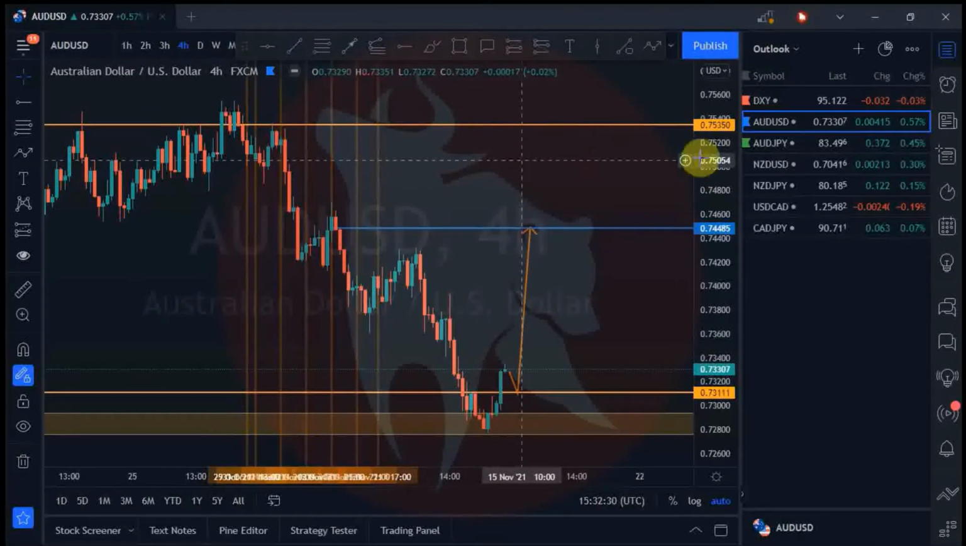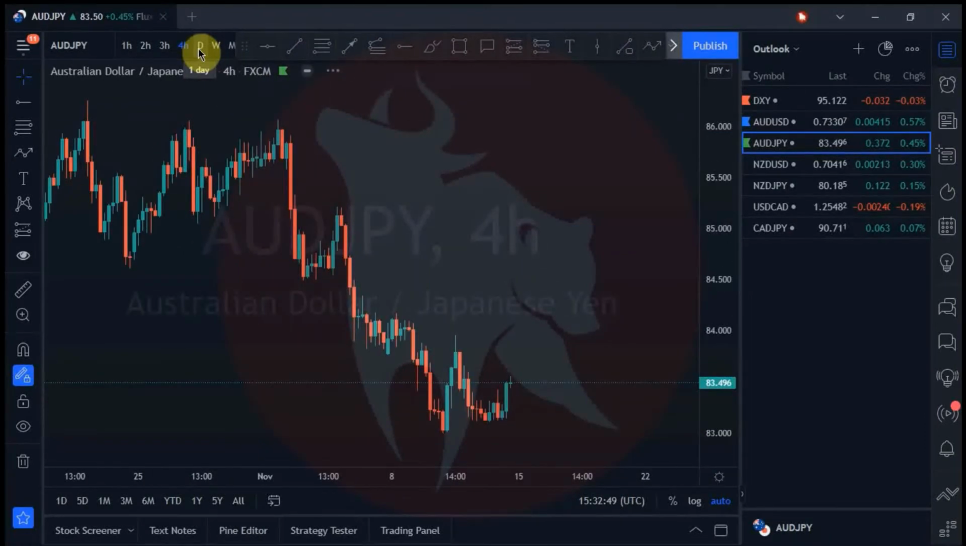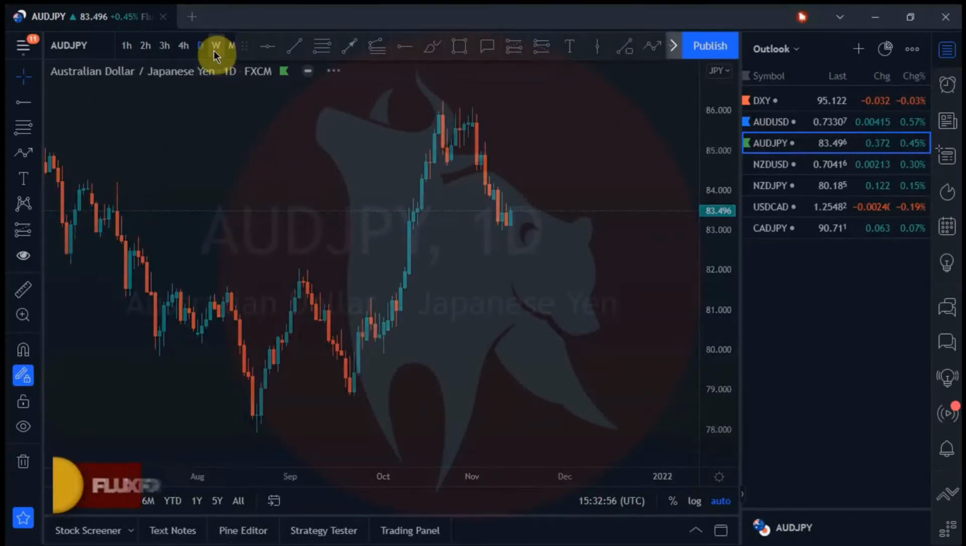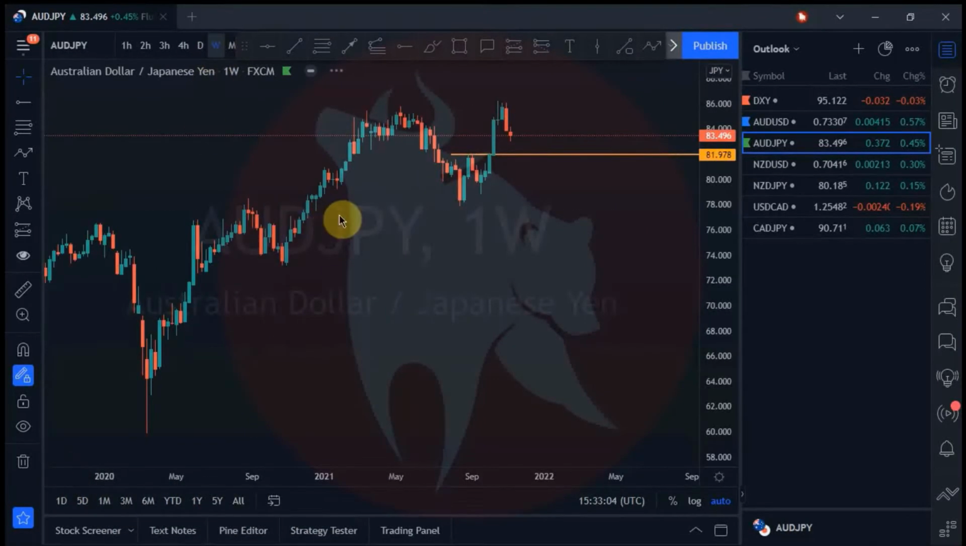Let's quickly look at what AUDJPY is also doing. Let's look at what the weekly time frame is telling us. From a weekly standpoint, this pair is bullish, because we've seen a break in market structure here.